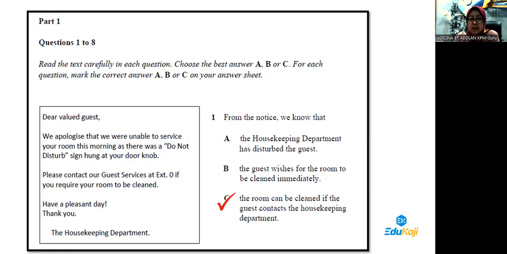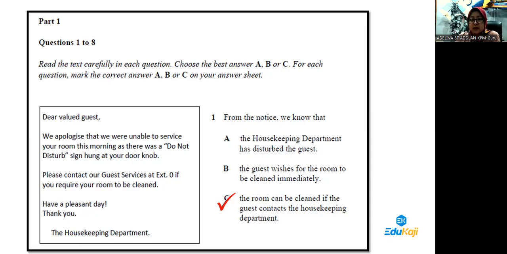Meaning the cleaners cannot clean up the room because there is a sign outside the door on the knob, do not disturb. So what the officer of the hotel was asking them to do is to contact the guest service at extension 0 if you require your room to be cleaned. This is just to inform the guests of the hotel that if they want their room to be cleaned, they need to make a call to the guest service.